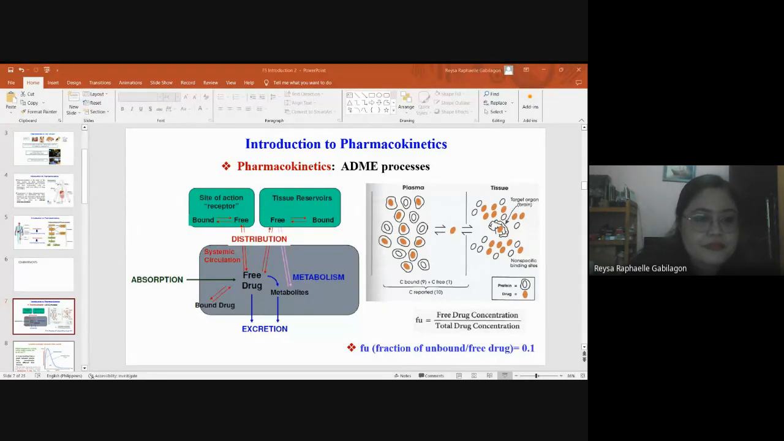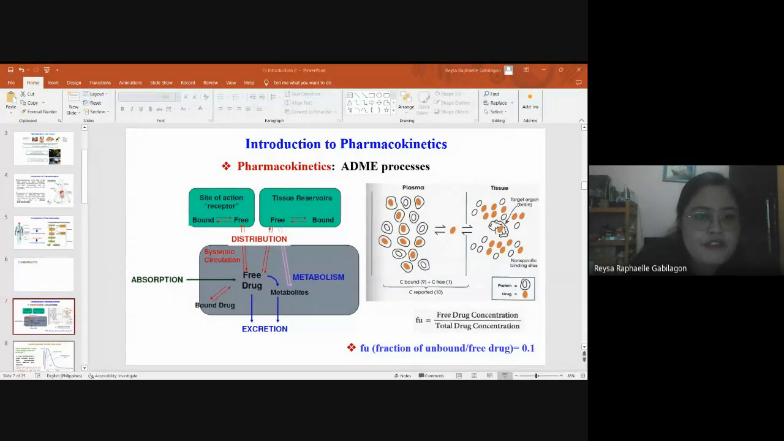Okay? And then, ito yung single versus multiple dosing. So, yung nasa taas na graph, syempre, this is the single dose. So, we assume that at time zero, there is no drug yet in the body. So, after administration, tataas hanggang aabot sa maximum concentration. Then, after that, there will be the elimination.